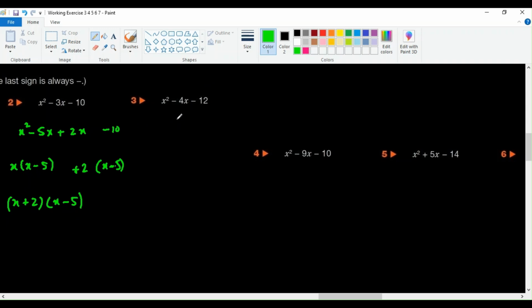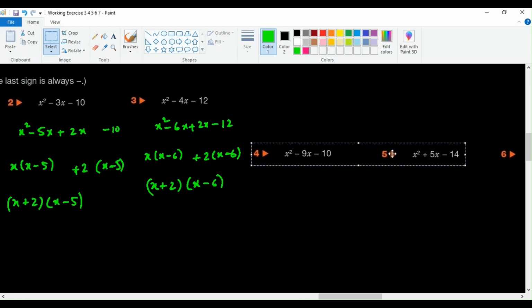When it comes to question number 3, I will write the first one and the last one as it is. And how do we get 12? So 6 times 2 is a 12, and minus 6x plus 2x gives us a minus 4. So x minus 6 comes in one bracket like this. And look at the third one, it's plus 2x. You already have x inside the bracket. So I will write plus 2 here. So x plus 2 and x minus 6 are two factors for this expression.